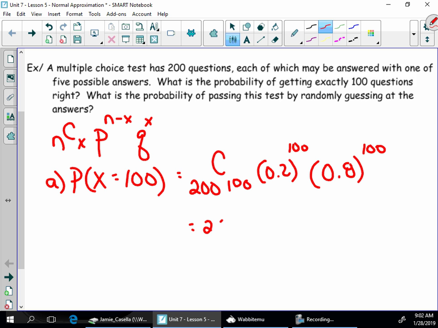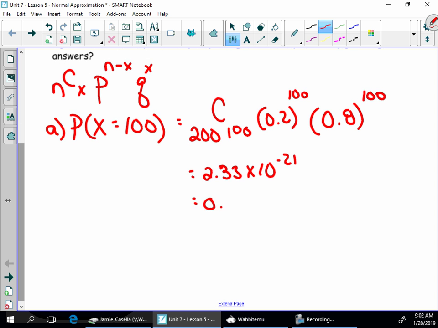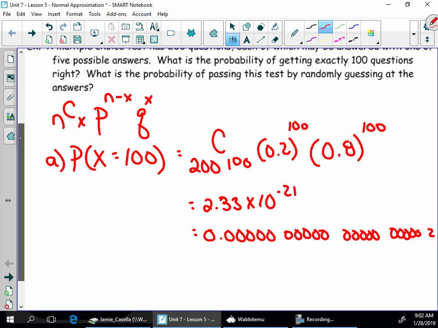2.33 times 10 to the negative 21. Scientific notation, or in other words, put 20 zeros out front. 5, 10, 15, 20. That's the likelihood you get exactly 100 correct multiple choice questions by just guessing. Now that's not exactly hard to do. We can use our formula as long as we remember how to work it. Just typing it into our calculator is the only challenge there.